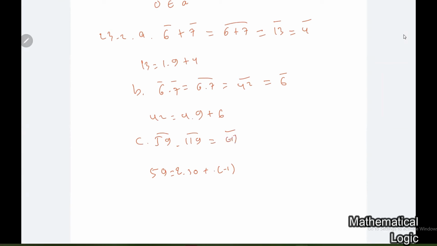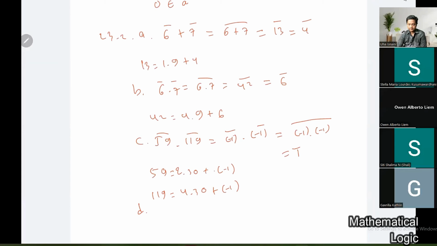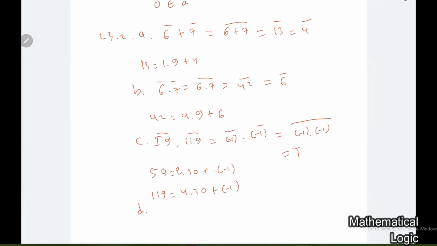So this is the trick to make it easier. And how about 119? This one is 4 times 30, 120, plus minus 1, so this one is also minus 1 bar. So this is minus 1 times minus 1 bar. Minus 1 times minus 1 is 1, so this is 1 bar. That's the trick to make it easier. Any question maybe? Because this one looks more difficult. Okay, no question, so we can continue.